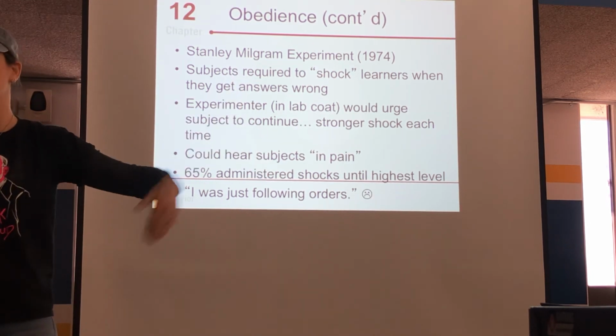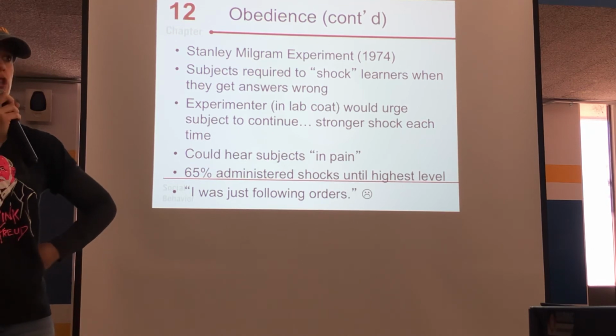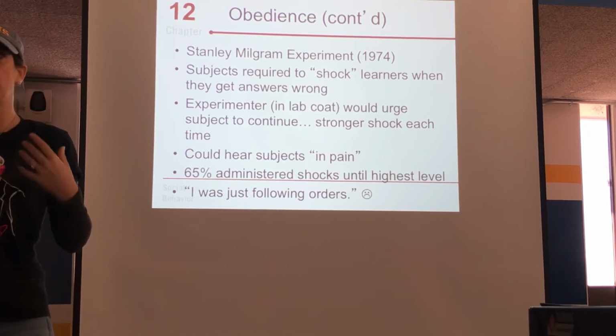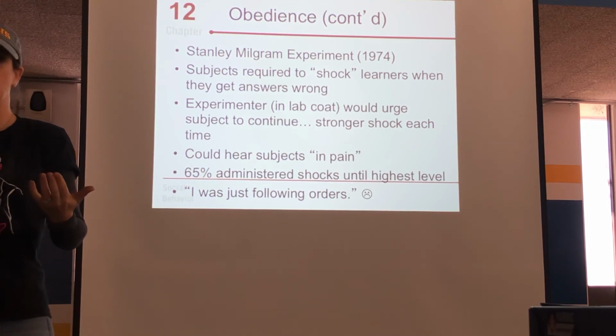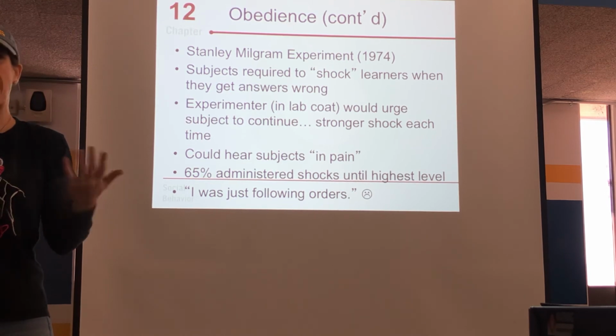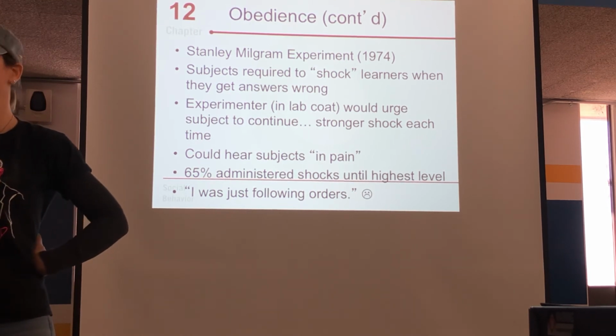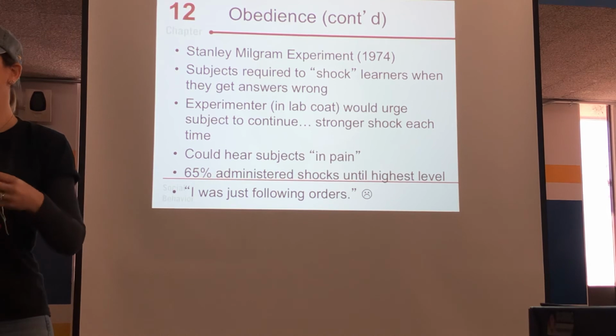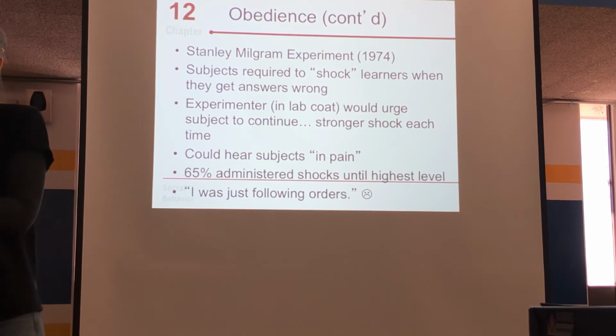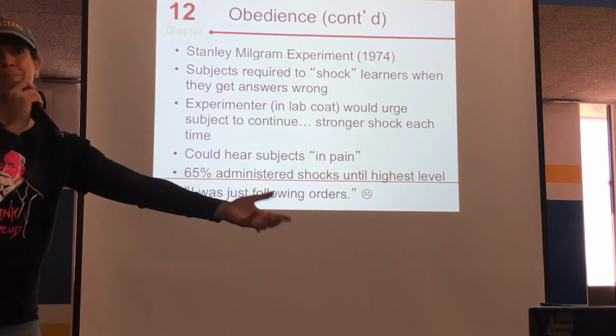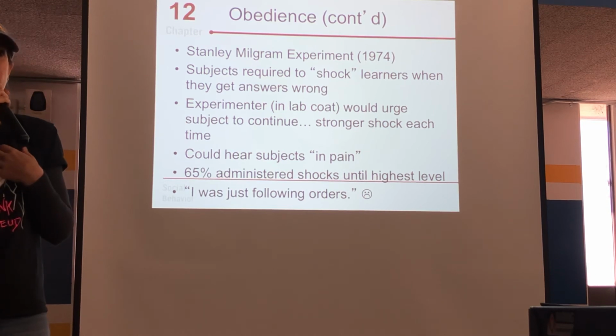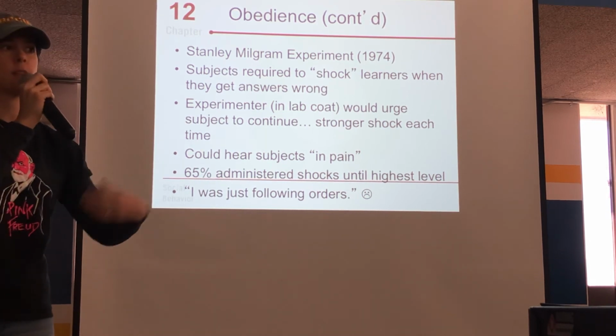What percentage of people went all the way to the highest shock? 65% went all the way to the highest level of shock, which shows that people obey and do things that they normally would not do. Why? Because it's an authority figure, but where does the blame go? On them. It's not on me. I was just following orders. The blame is on them.